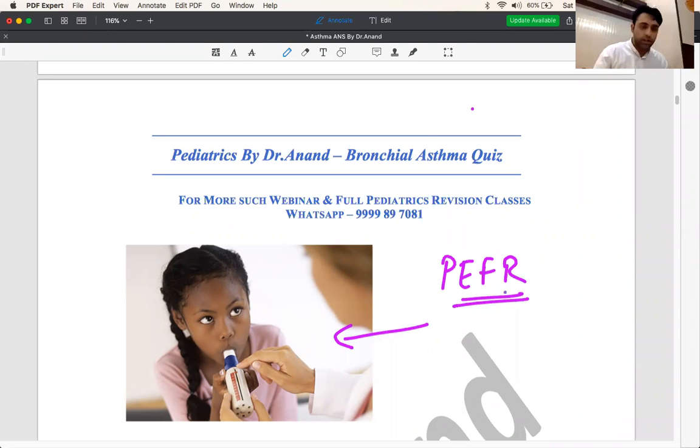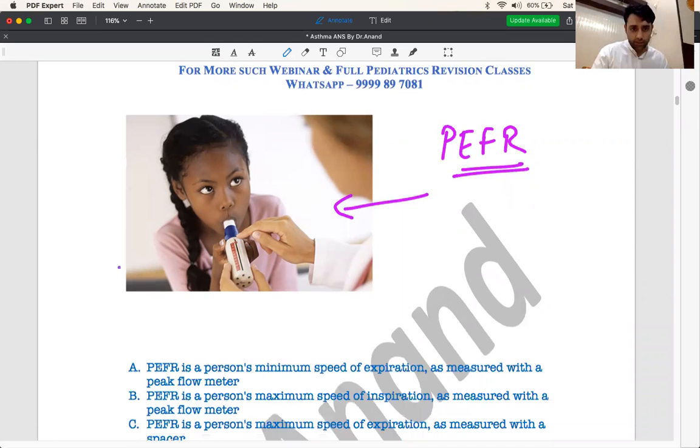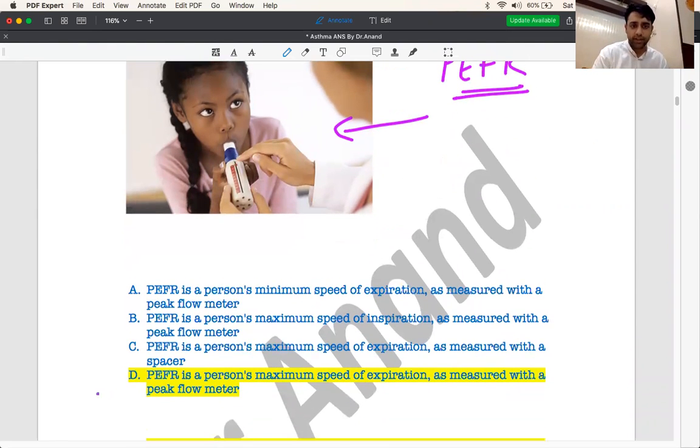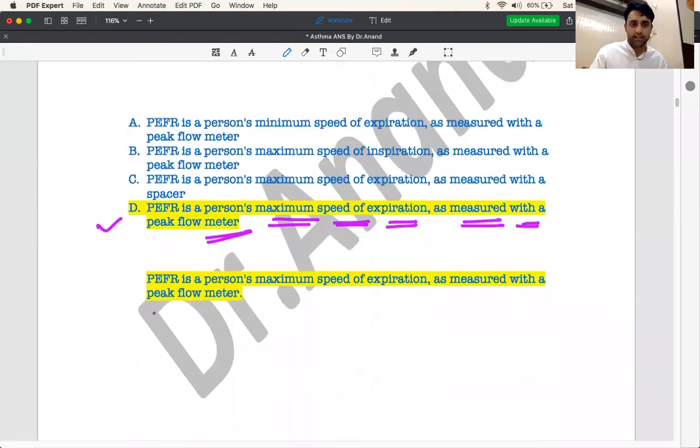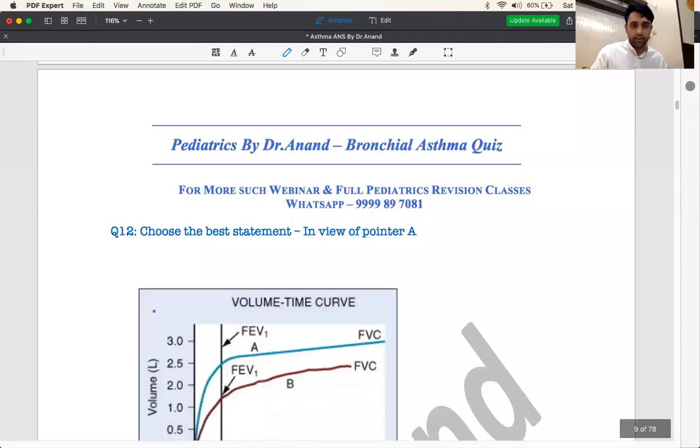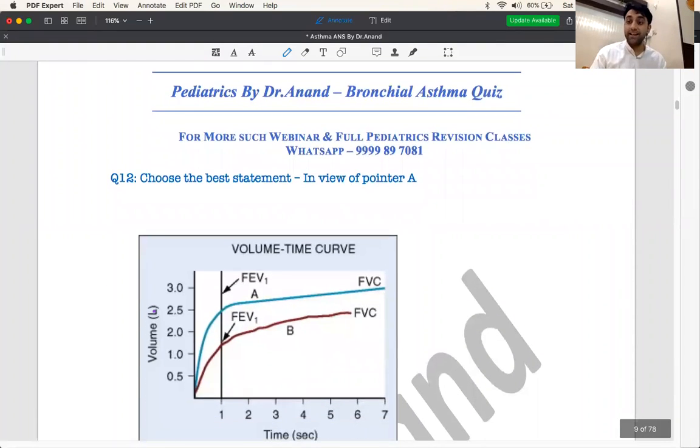Okay, very good. Okay, coming to the next lot of questions. Peak expiratory flow rate is the person's maximum speed of expiration as measured with the peak flow meter. That's very important. Rimsha is very right. This is nothing but the person's maximum speed of expiration, the peak expiratory flow rate. Okay? I hope this much you are able to understand. I'm trying to be as simple as possible. Yeah, so now coming to the next set of important questions as well as important points.